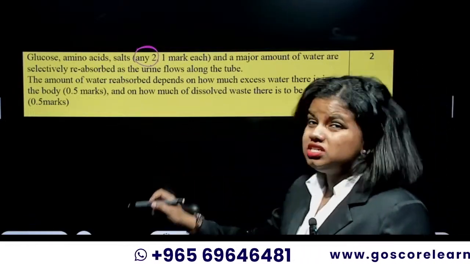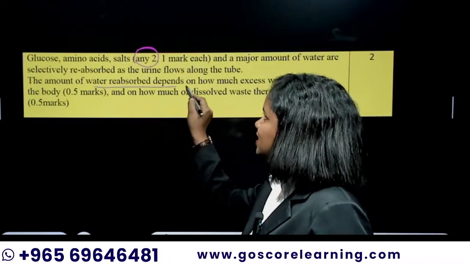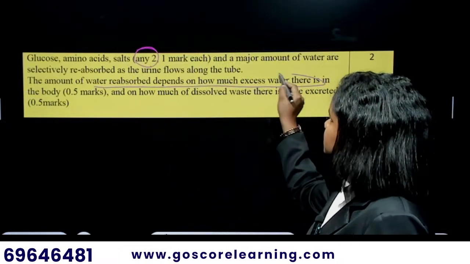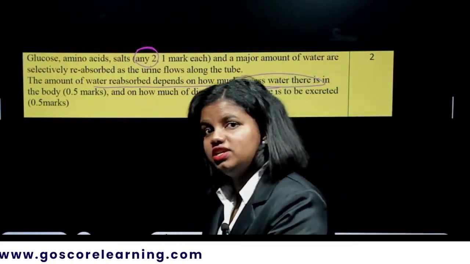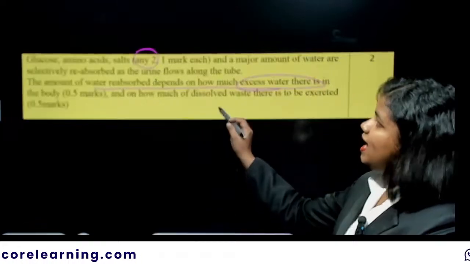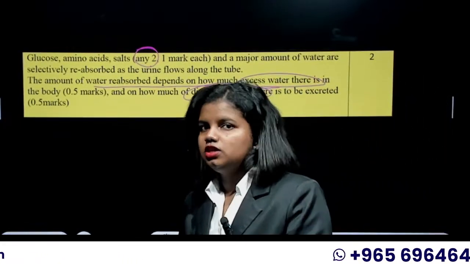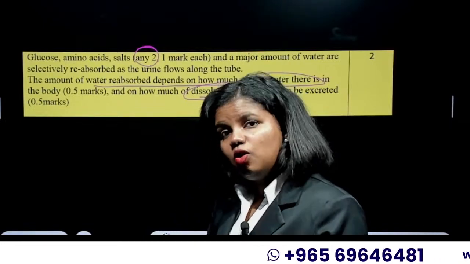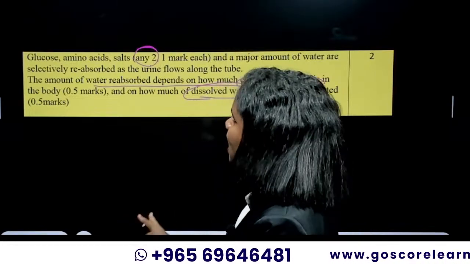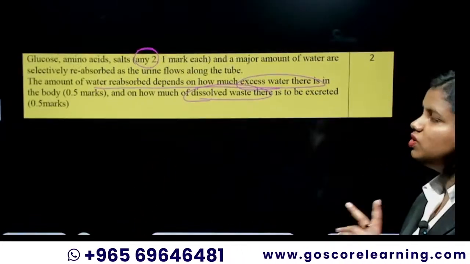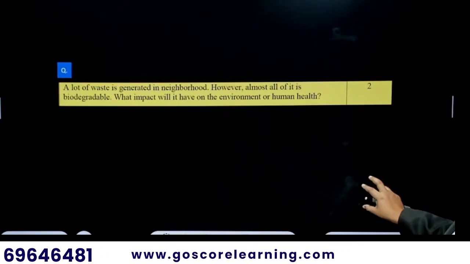And the next question is, what factors affect the amount of water reabsorbed? The amount of water reabsorbed depends on how much excess water is there in your body, half mark. And how much dissolved waste is there to be excreted. So how much excess water is there and how much waste is there to be excreted, both equally carry half mark, for which you will get 1 mark. So that's how the mark distribution is in that question.